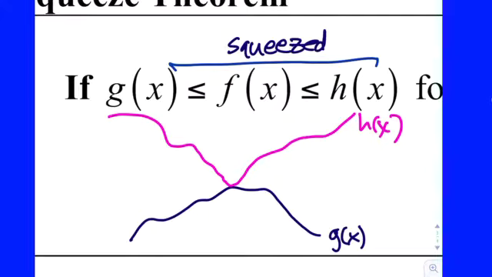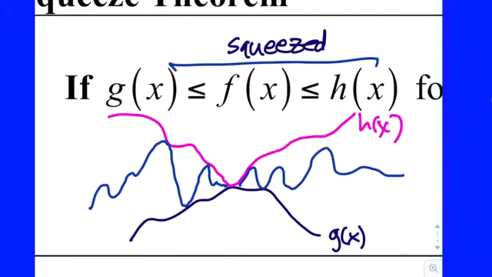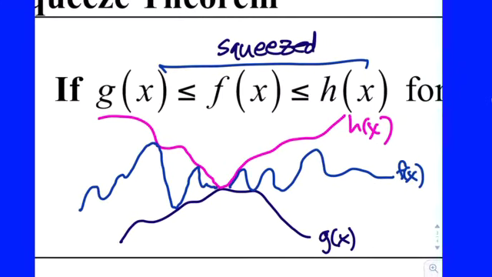Now, the equal sign means that it could actually equal it. So if you wanted to, you could draw something like this that falls between them, and it could bounce off one and bounce off the other. So it can actually equal them. But if it doesn't equal them, it falls strictly between them, okay? So that's where the squeeze or sandwich comes from.